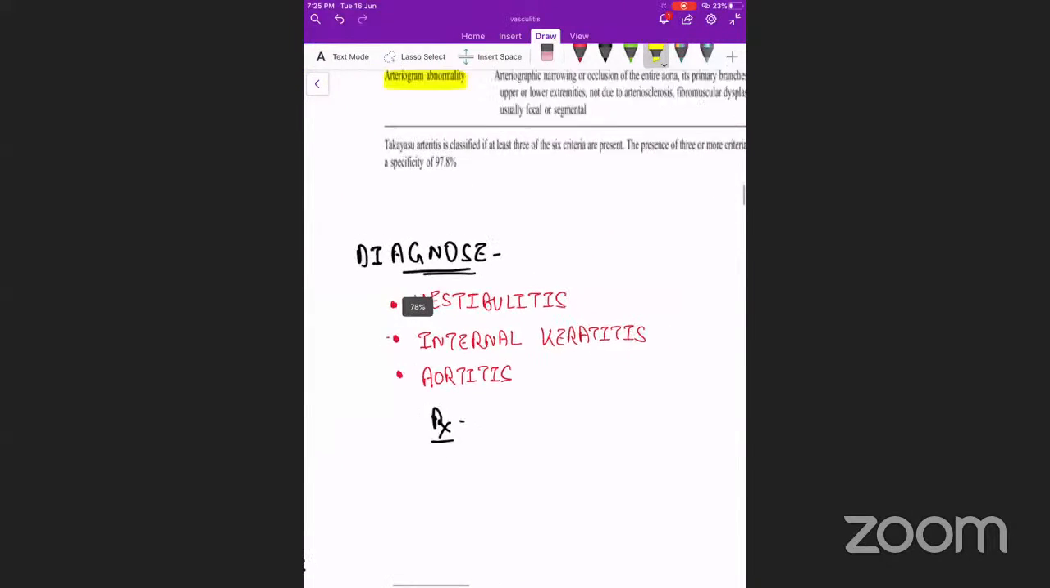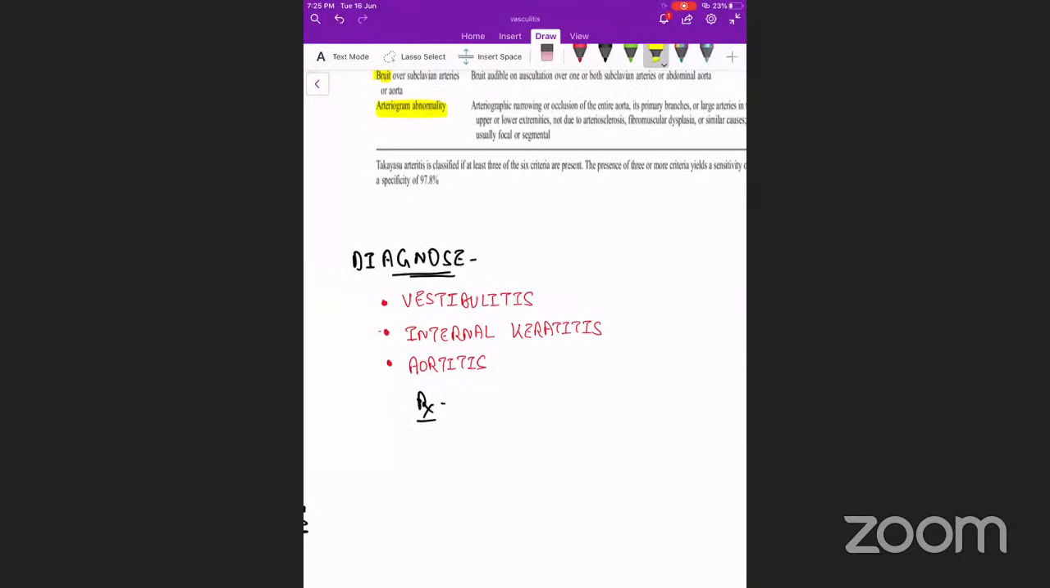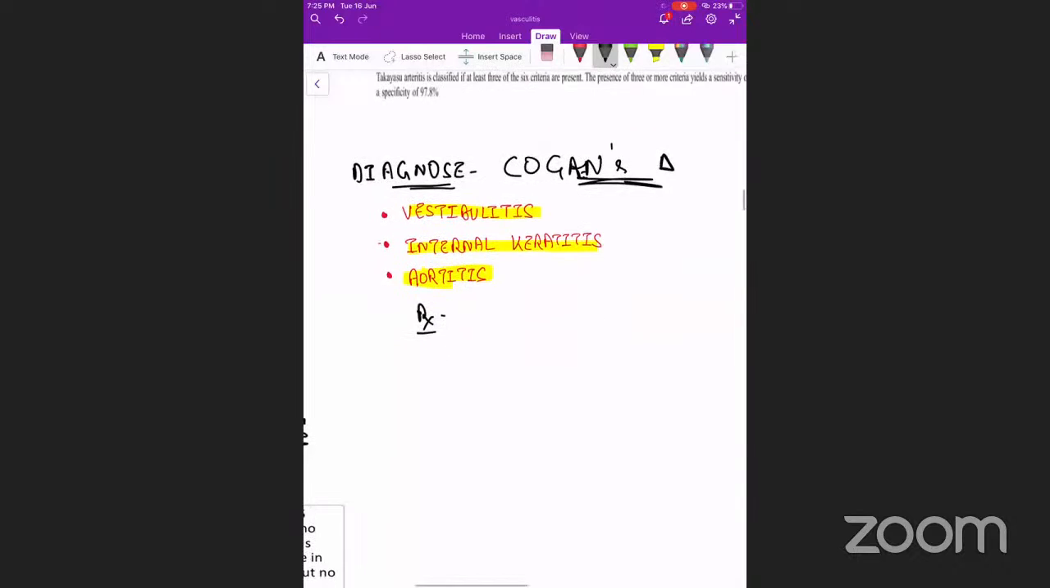So let's see whether you can diagnose this triad. What is this triad? Vestibulitis, interstitial keratitis, and otitis. What triad is this? Yes, excellent. This is Cogan's triad. This as well can involve large vessels. And for this again, treatment is steroids only.